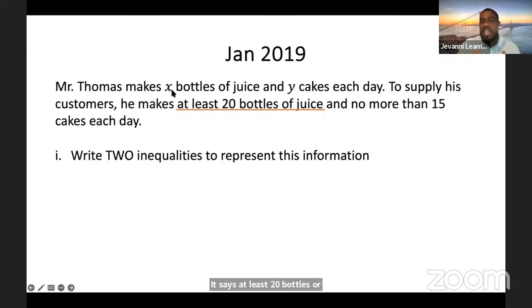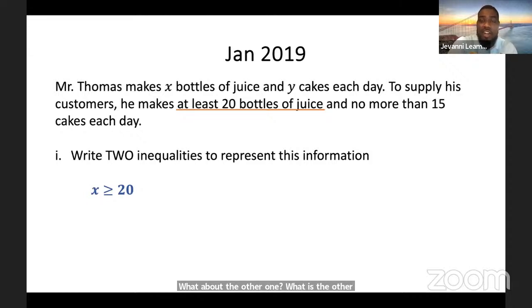Remember that X represents the number of bottles of juice, right? So you can't just use the numbers 20 and 15. So it would give you X is greater than or equal to 20. What about the other one? What is the other worded statement that I can translate to an inequality or an algebraic statement? I want the phrase, not the answer. So what would the phrase be?